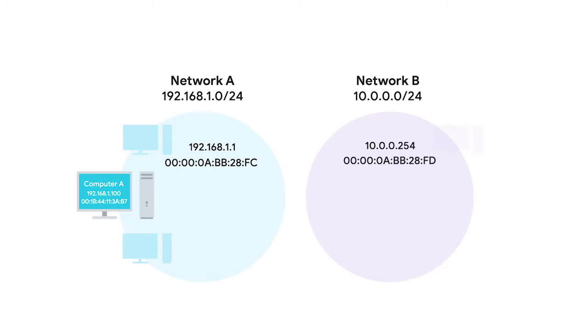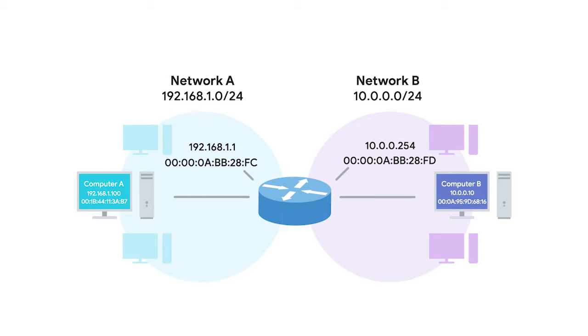We'll call the second network Network B and give it an address space of 10.0.0.0/24. The router has an interface on each network. On network A, it has an IP of 192.168.1.1, and on network B, it has an IP of 10.0.0.254. Remember, IP addresses belong to networks, not individual nodes on a network.